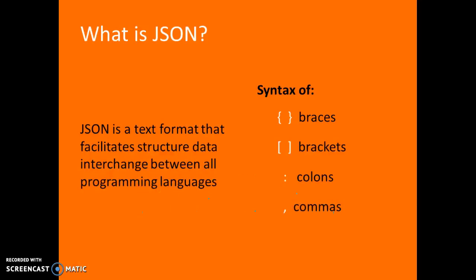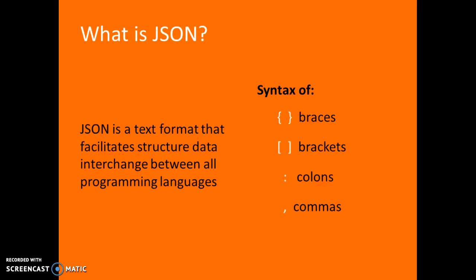JavaScript Object Notation is a text format that facilitates structured data interchange between all programming languages. JSON has a syntax of braces, brackets, colons, and commas that are useful in many contexts, profiles, and applications.